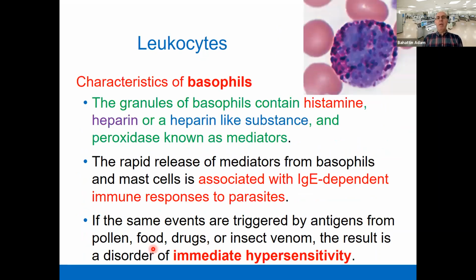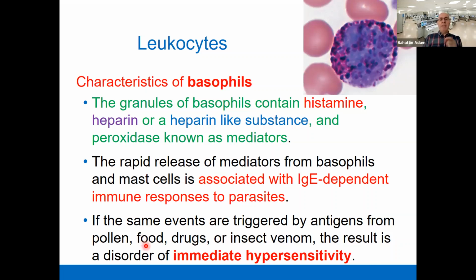Now basophils, as you see here, include a lot of basophil granules. These granules contain histamine, heparin, and heparin-like substances. Basophils are associated with immunoglobulin E-dependent immune responses.